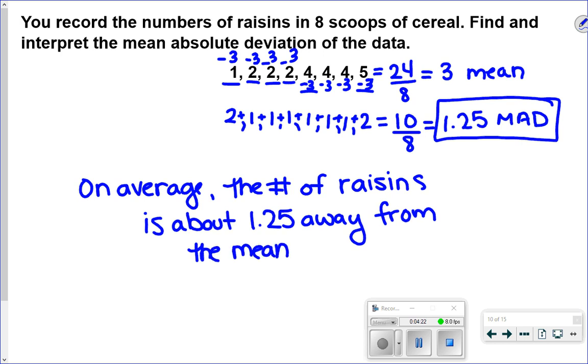So most of our raisins were really close. Maybe one above, maybe one below, occasionally more than that. But on average, they're about 1.25 away from the mean. That's what the MAD tells us.